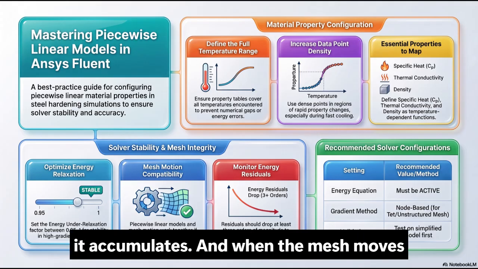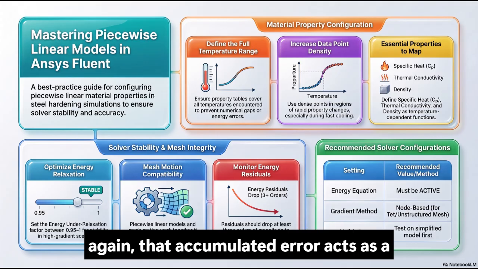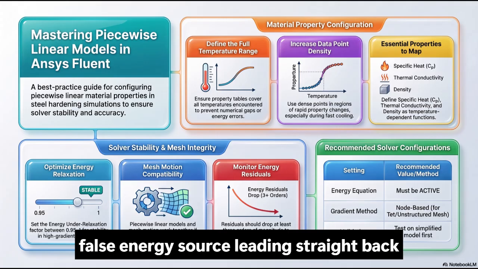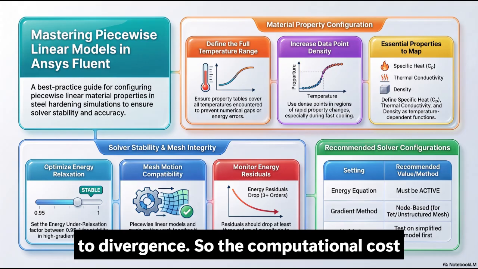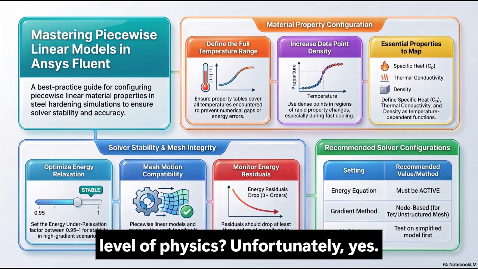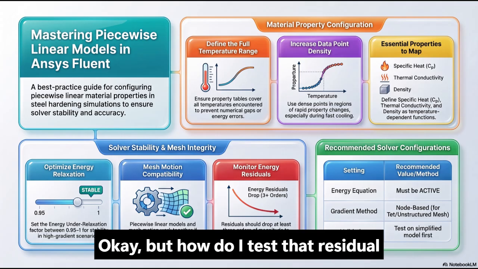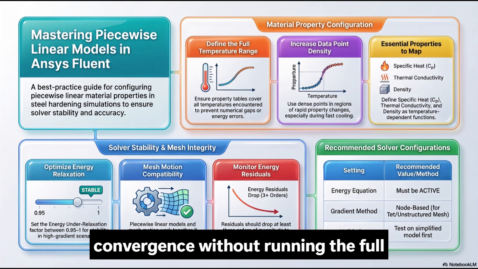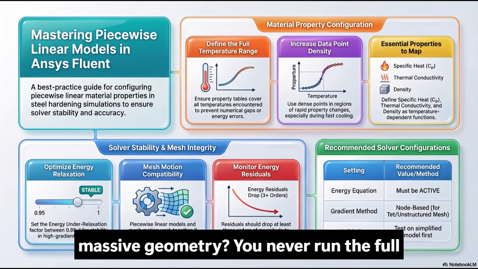And when the mesh moves again, that accumulated error acts as a false energy source, leading straight back to divergence. So the computational cost is simply the price of admission for this level of physics? Unfortunately, yes. Okay. But how do I test that residual convergence without running the full massive geometry?